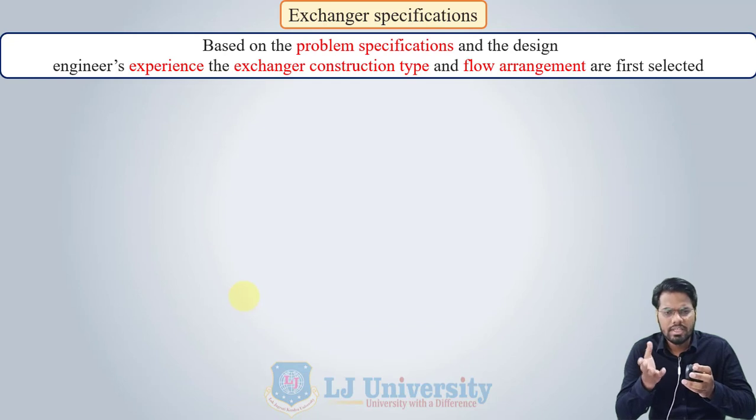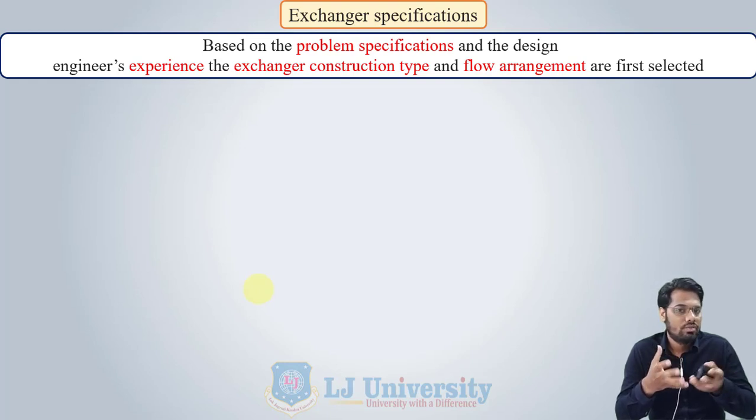Second, the problem specification also includes the heat exchanger specification. Based on the problem specification and the design engineer's experience, the heat exchanger construction type and flow arrangement are first selected, because the required heat transfer rate can be achieved by many heat exchanger arrangements. So according to the experience of the design engineer, he or she has to decide which kind of construction is suitable for this particular application, which kind of construction is going to be less costly, or we can say cost effective for the customer.